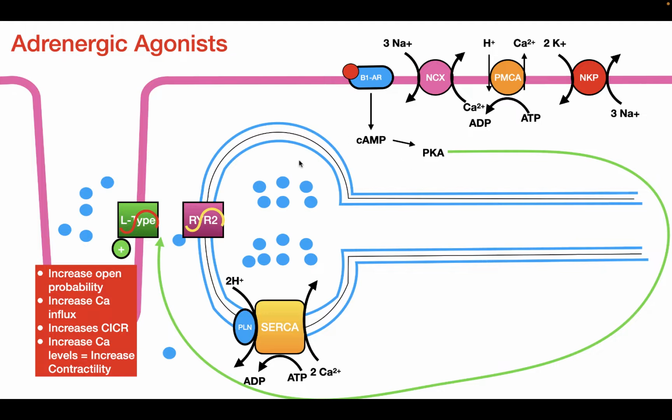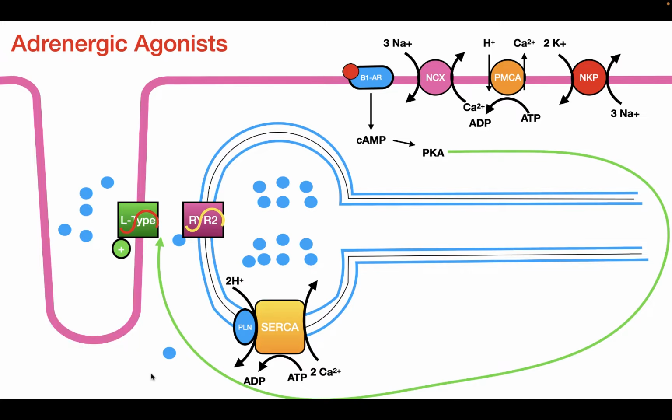In other words, by allowing more calcium to come in through the L-type calcium channels, more calcium can interact with the ryanodine receptors, which allows calcium to flow from the sarcoplasmic reticulum into the cytosol. So this whole process is called CICR. And when we increase CICR, this increases the amount of calcium levels inside the cytosol, which therefore increases the contractility.